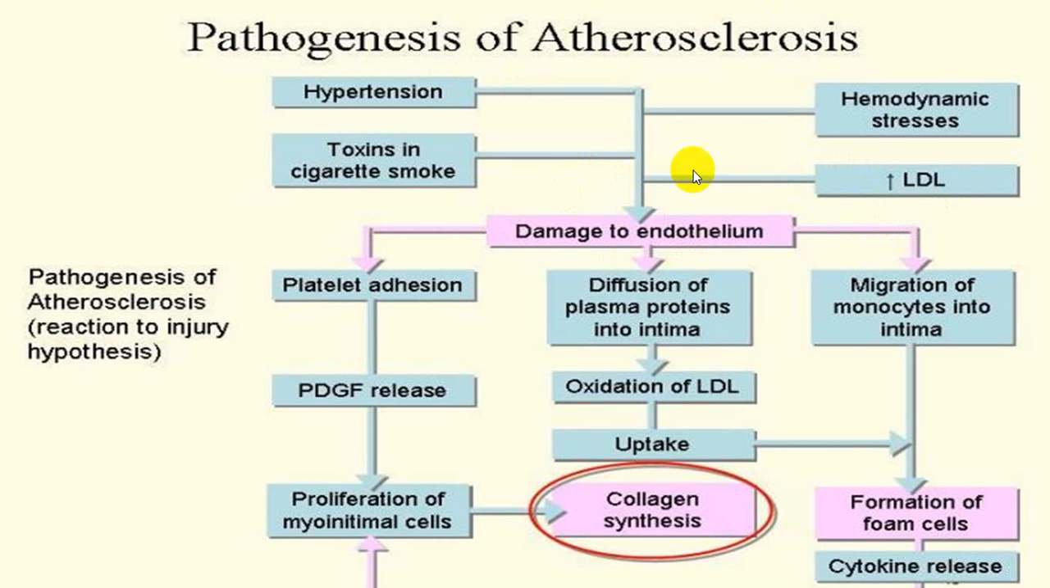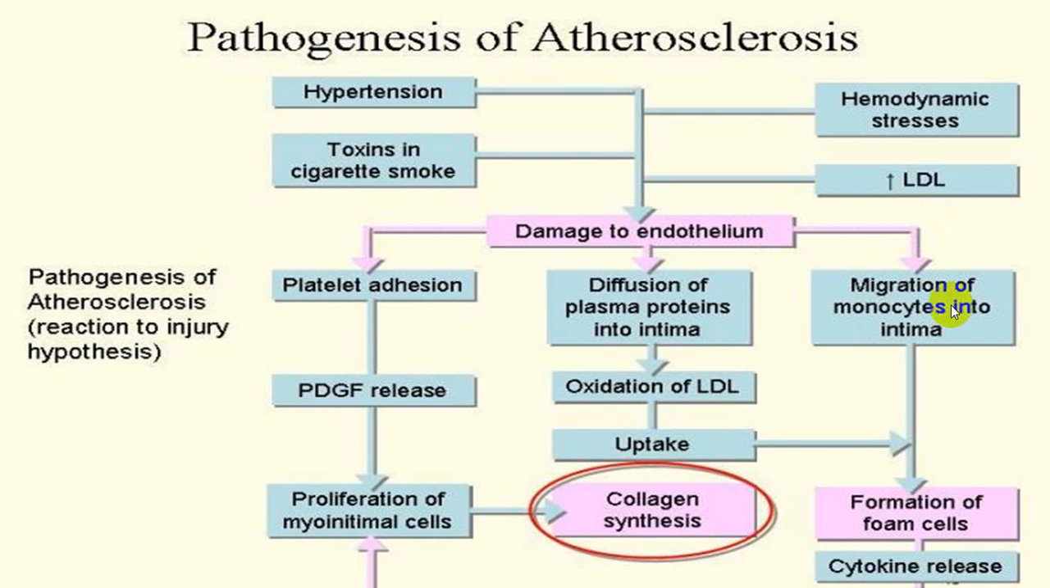Because of the damage to the endothelium, there is platelet adhesion, there is a release of platelet factors from platelets, which we call the primary platelet plug and secondary platelet plug. You will have a proliferation of myointimal cells. There will be formation of collagen tissue.